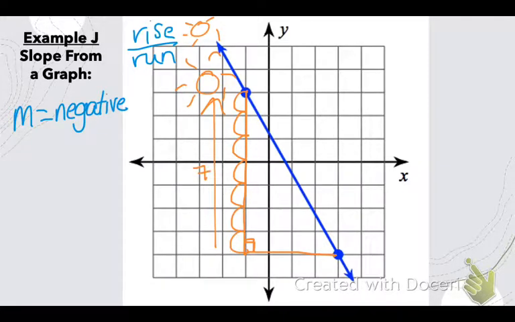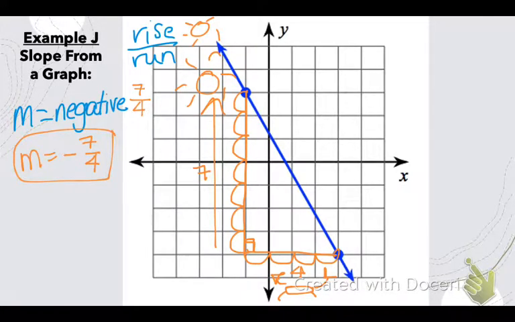And then on my run, like a crab that goes side to side, I'm going 1, 2, 3, 4 boxes. So my slope ratio is going to have 7 on the top and 4 on the bottom. Now notice how here I wrote my negative as a word. Now I have to put that into a sign. So I have negative 7/4 as my slope for this graph.